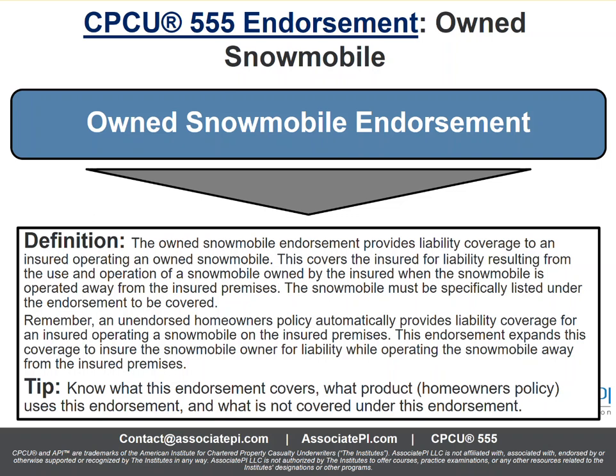You have to know that difference when you are considering this in a case question, because it might ask: Joe has an HO3 policy. He only uses his snowmobile on the insured premises. What's the best coverage? In that case, the homeowner's insurance policy already covers Joe's liability if he's using it on the insured premises. But if he uses it away from the premises, then you would recommend the own snowmobile endorsement. So there's an example of knowing what this endorsement covers, when to use it, and when not to use it.